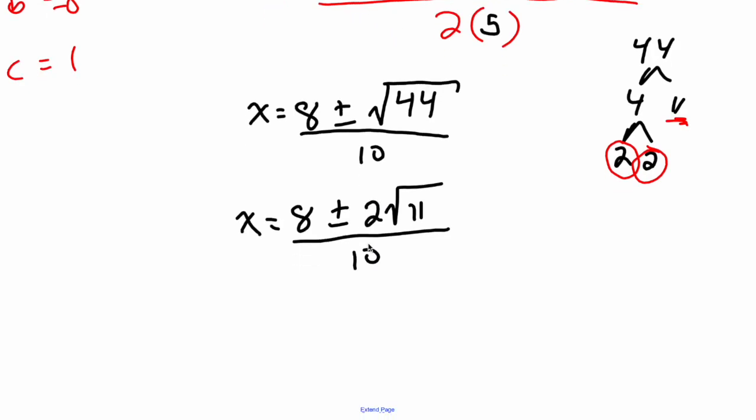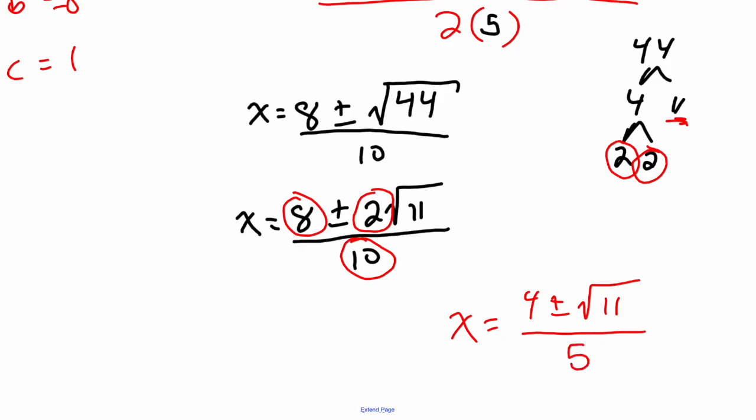And then the last thing we need to do is check all of our numbers that are on the outside. We don't look at the number on the inside, just the numbers on the outside, and see if they are all divisible by the same number. These are all divisible by 2. So 8 divided by 2 is 4, plus or minus. 2 divided by 2 is 1, so we don't need that there, just square root 11. And 10 divided by 2 is a 5. So that is your final answer. And again, you have to double check after you simplify your square root. Just see, does your overall fraction simplify?